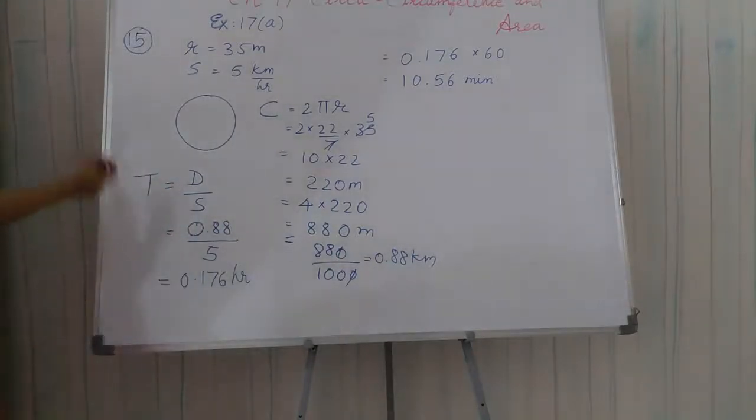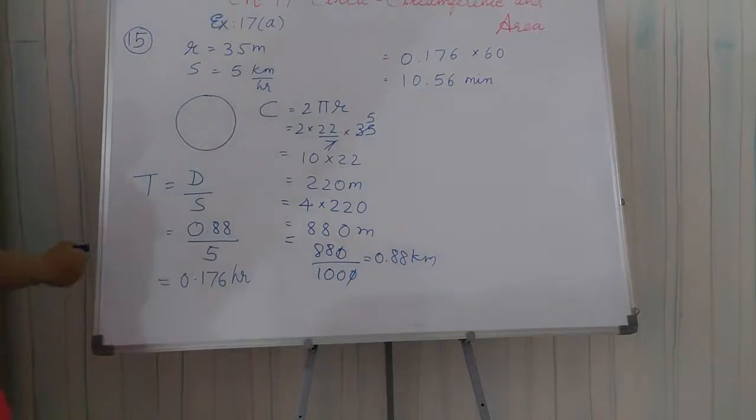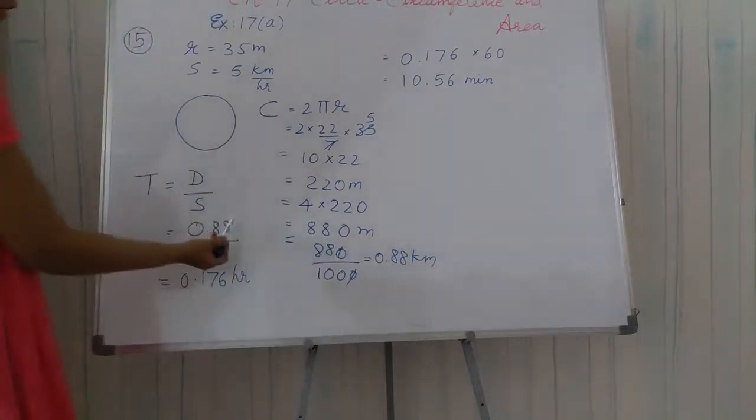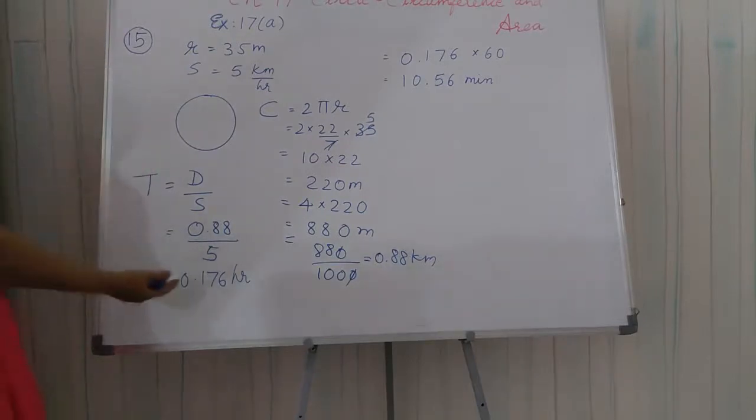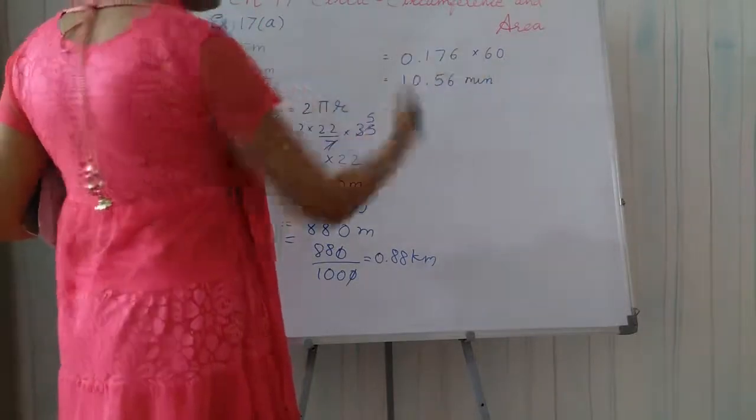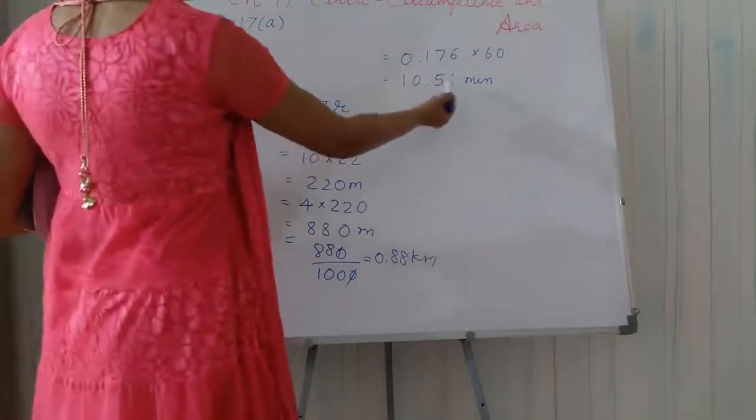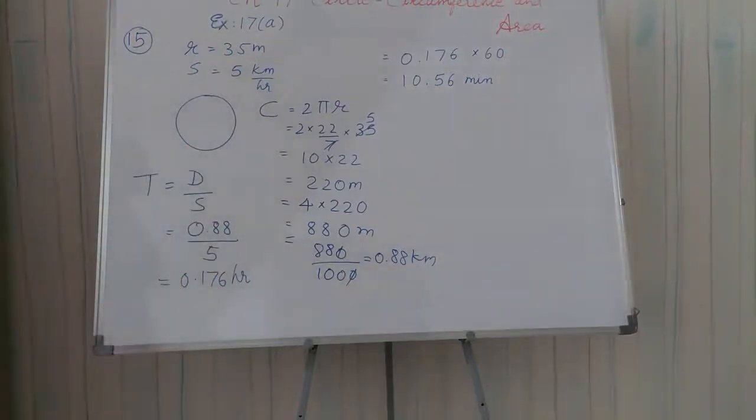Now to get time, the boy takes how much time to complete 4 times the round of the circle. So time is equal to distance upon speed. Distance means 0.88 kilometer and speed is 5 kilometer per hour. So dividing this I get 0.176 hour. But if we want to find our answer in minutes, then multiply it by 60. You can see here 0.176 multiplied by 60. So I get 10.56 minutes. This is the approximate time the boy takes to complete 4 rounds of the circular field.